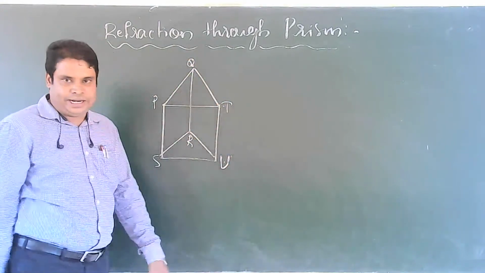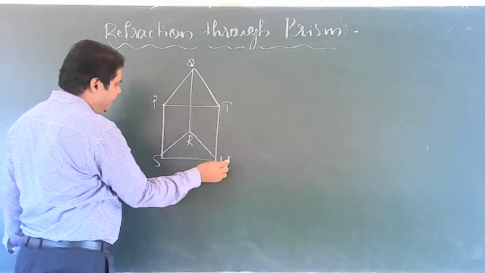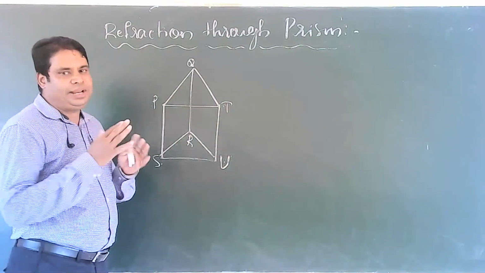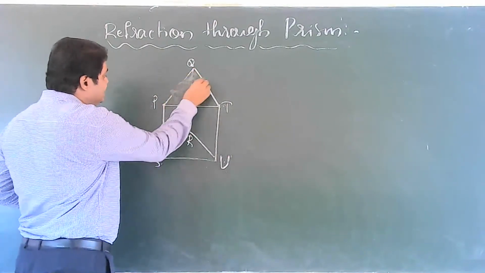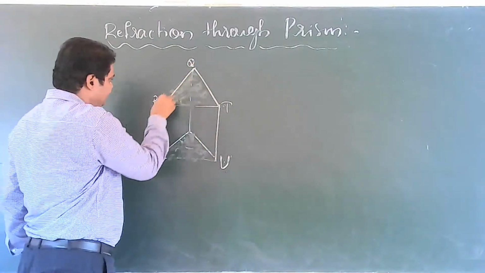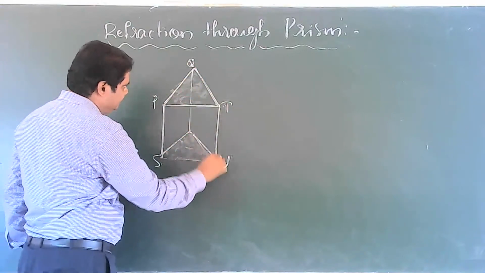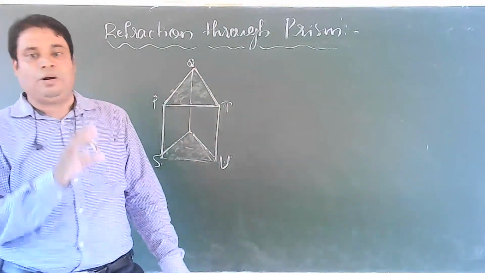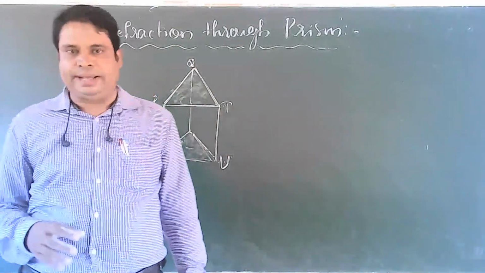Q, T, U, R. That is the second one. And then P, T, U, S. It's bounded by three rectangles and two triangles. A prism is an optical medium bounded by three rectangles and two triangles.